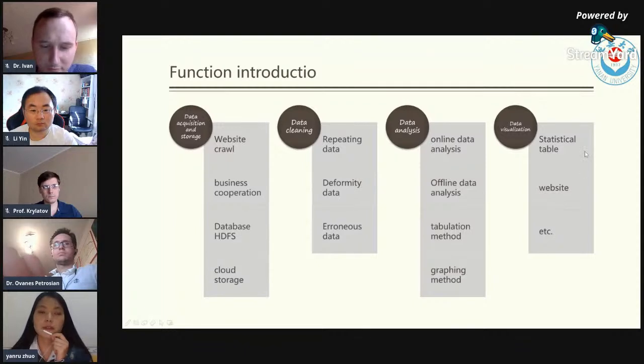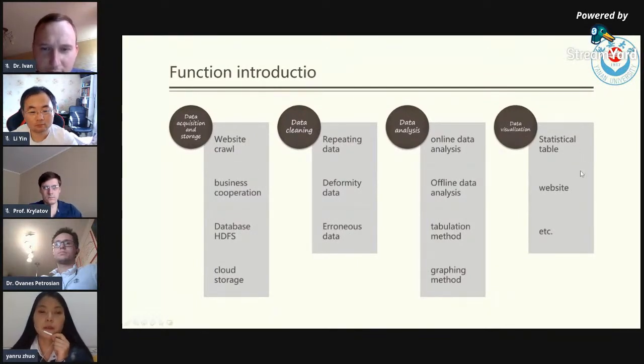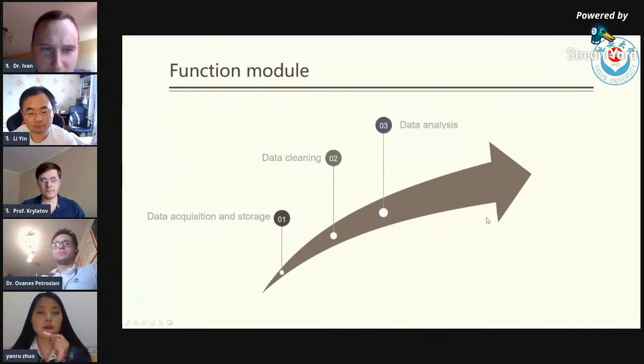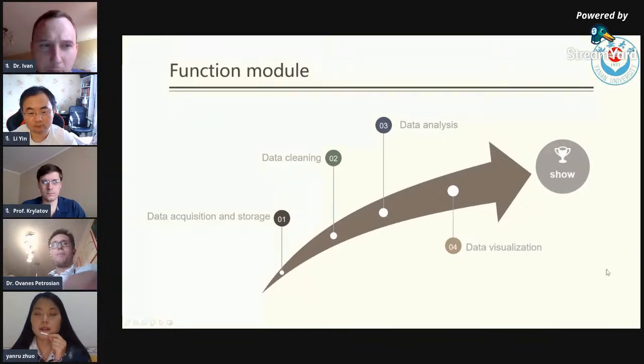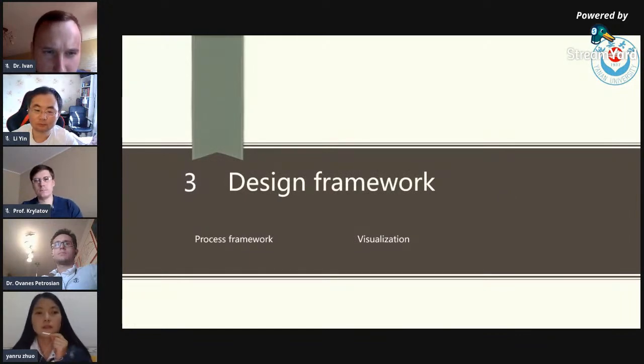Data visualization methods include simple statistical tables and websites and so on. Function model. The data flow revolves around 4 core modules: data acquisition and storage, data cleaning, data analysis, and data visualization. The third part, design framework, is divided into parts.